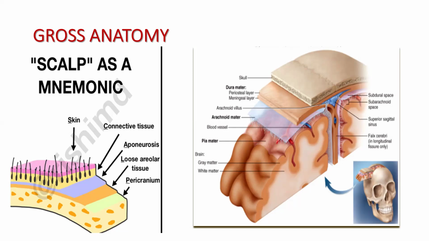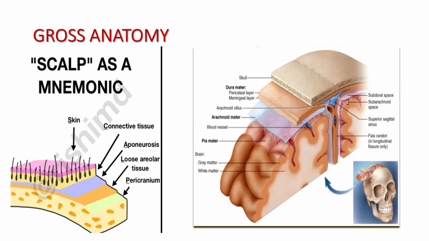So the picture on the right illustrates the other coverings after the scalp. We have the skull. Just below the skull, we have the meninges, which are the dura, the arachnoid, and the pia. The dura is divided into two: the periosteal layer and the meningeal layer. Then just below the dura, there is the arachnoid mater. Then below the arachnoid, there is the pia mater.